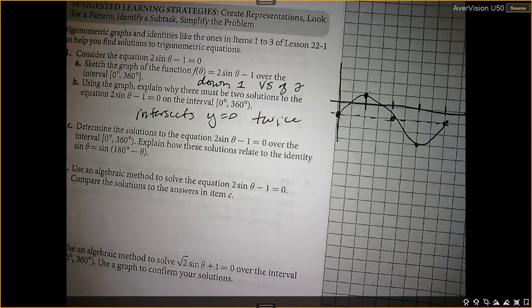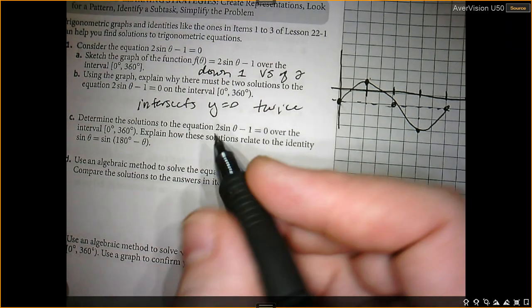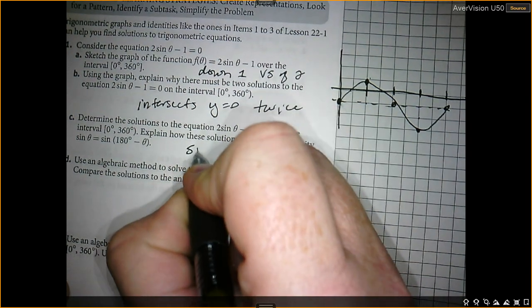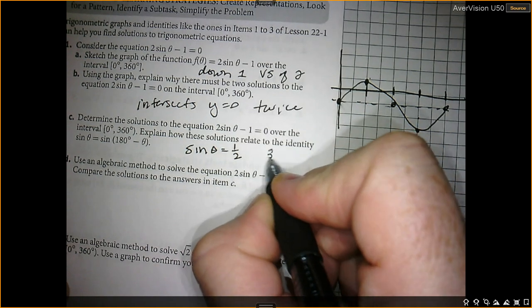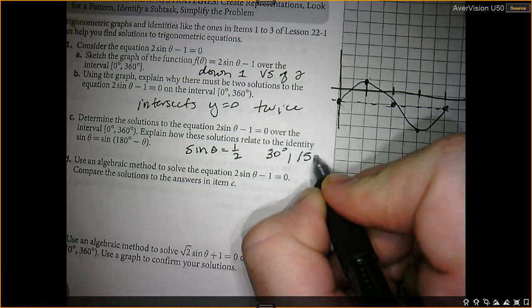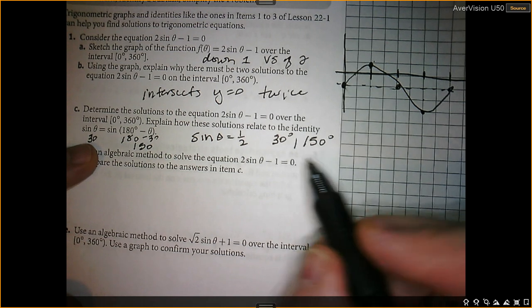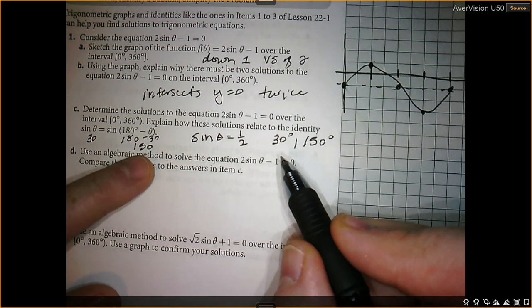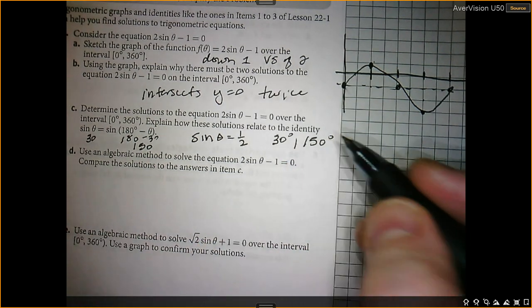And then it says determine the solutions and then check with the identities. So determine the solutions of 2 sine theta minus 1 equals 0. From here you can know sine theta equals a half. If you check your unit circle, that would be at 30 degrees and 150. You can check your unit circle and get that really quickly. And then it says use your identities. If I plug in sine of 30, that'd be 180 minus 30, which is 150. So these identities do support what we found on the unit circle.